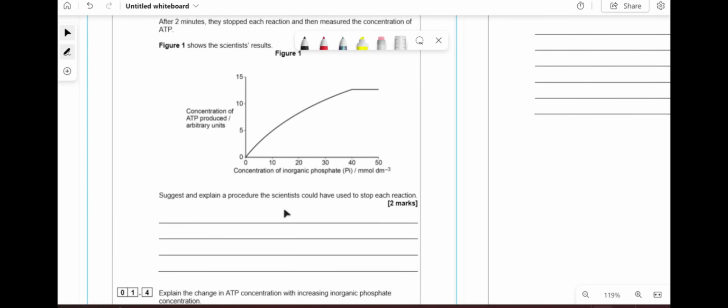Suggest and explain a procedure the scientists could use to stop each reaction. So this is an enzyme-mediated reaction. So we need to think of something that could stop an enzyme immediately. So things you could think about is boiling them and then explain why. So if you boil it, that denatures the enzyme.